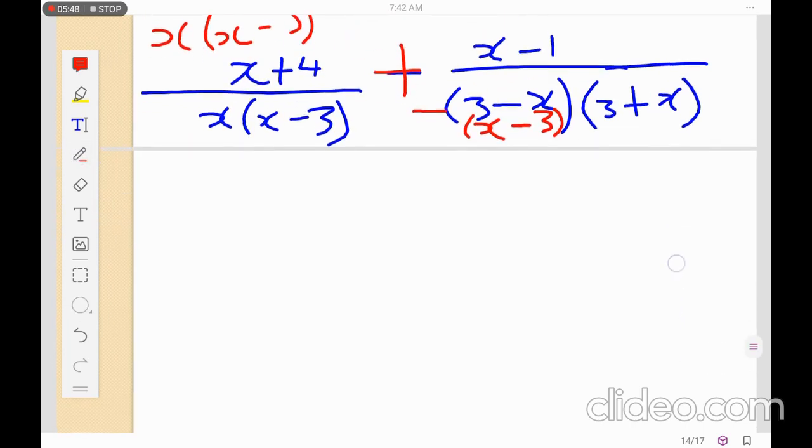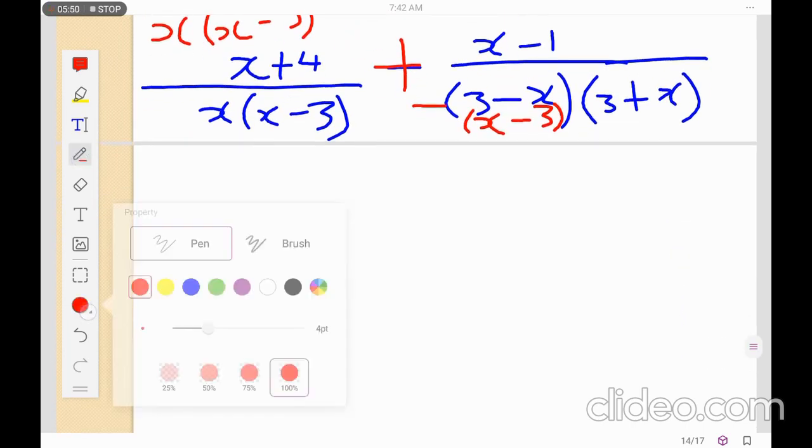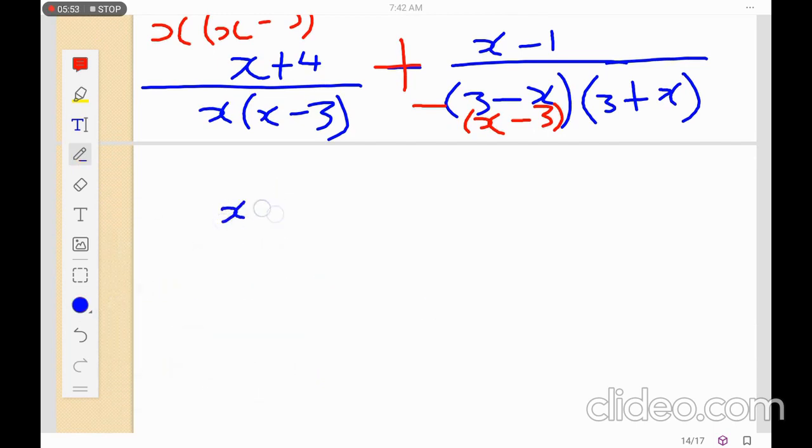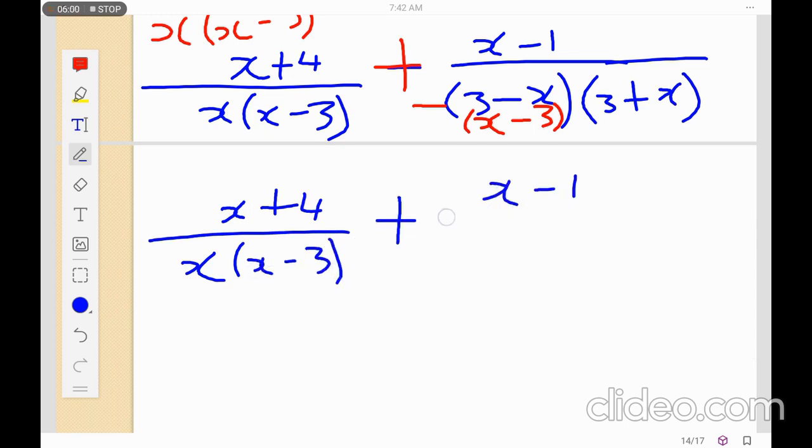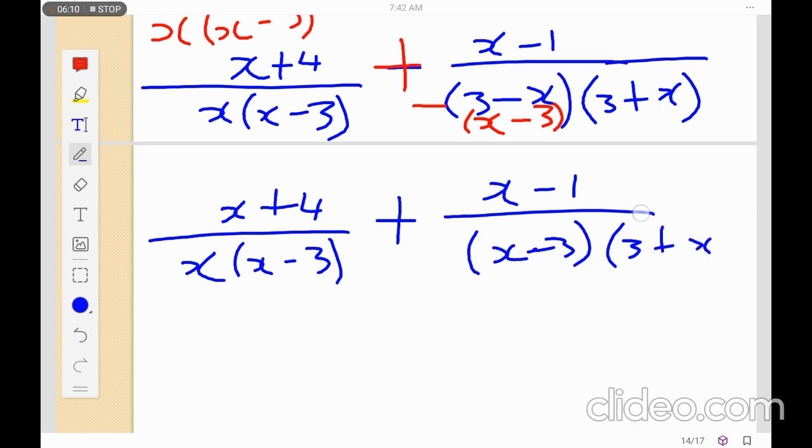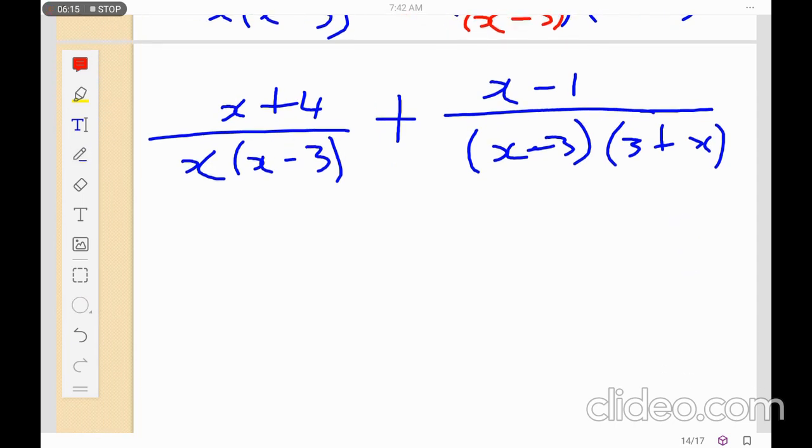So let's do that. If I do that, I'll end up getting x plus 4 over x minus 3 plus x minus 1 over x minus 3 plus x. These are the factors that we now have. So let's now find the lowest common multiple. The lowest common multiple of the denominator will be x minus 3 and 3 plus x.